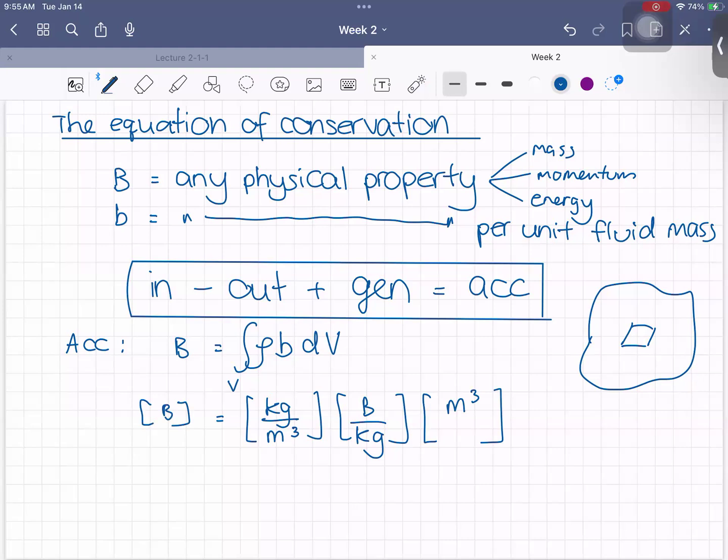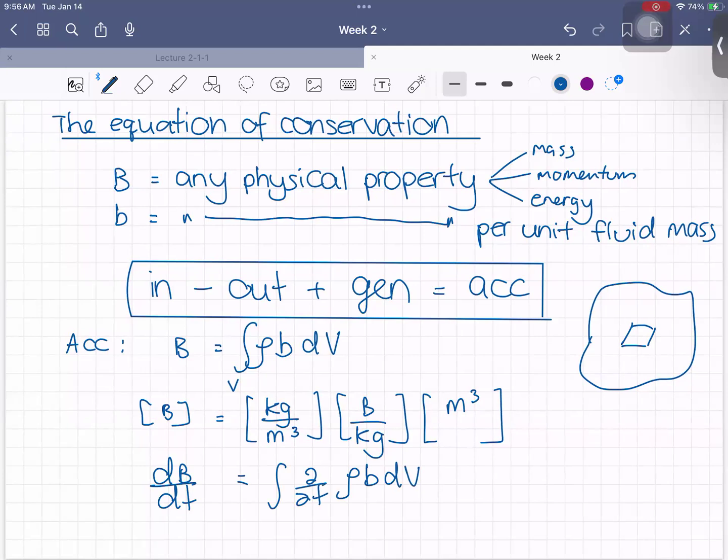So now we have the accumulation term, but of course it has to be with respect to time, so we have to differentiate it: dB by dt. On the right-hand side, it will be d by dt of the integral of rho b dV.